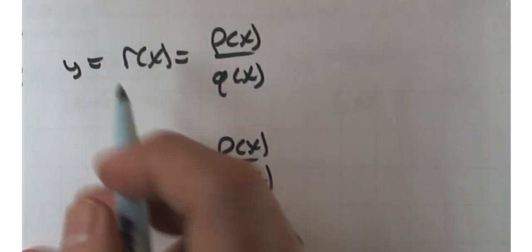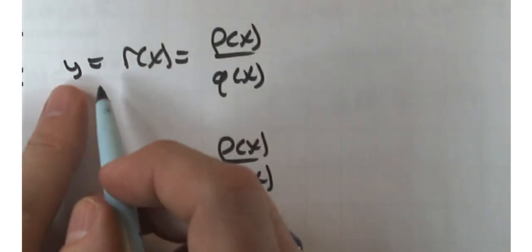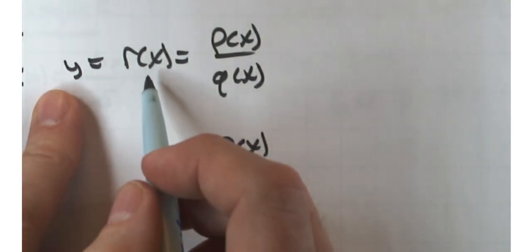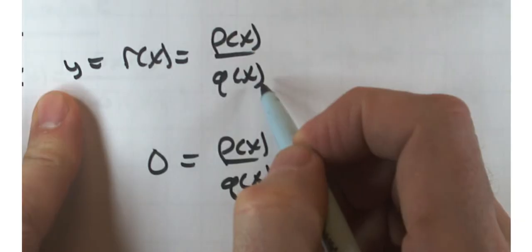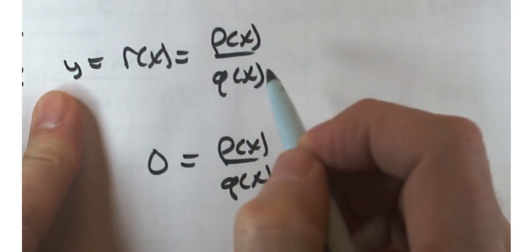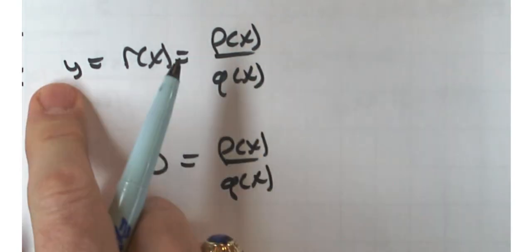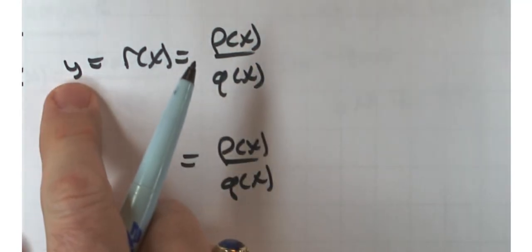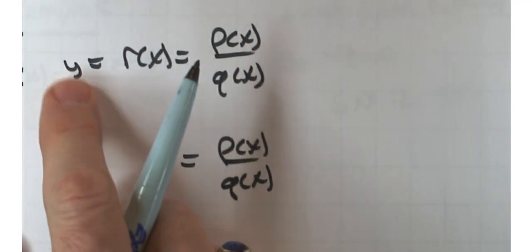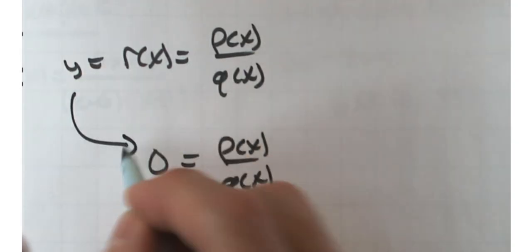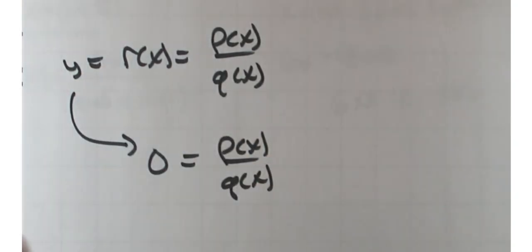Here's my rational polynomial. You can write it as y, you can write it as r of x, but it's p of x over q of x. Some polynomial in the numerator divided by some polynomial in the denominator. If I want to know where the graph crosses the x-axis, that means where y equals 0. So I'll put in a 0 there.